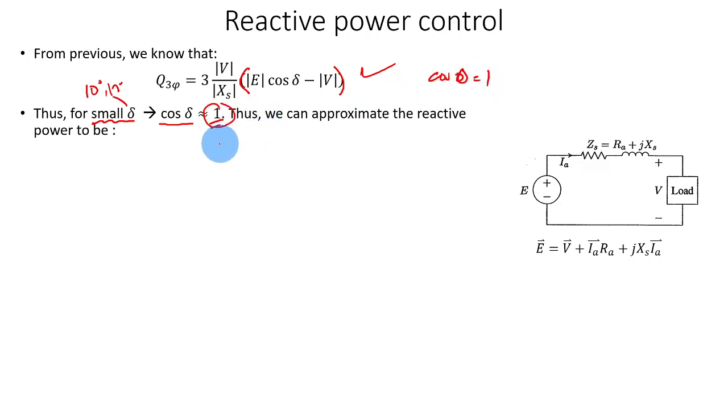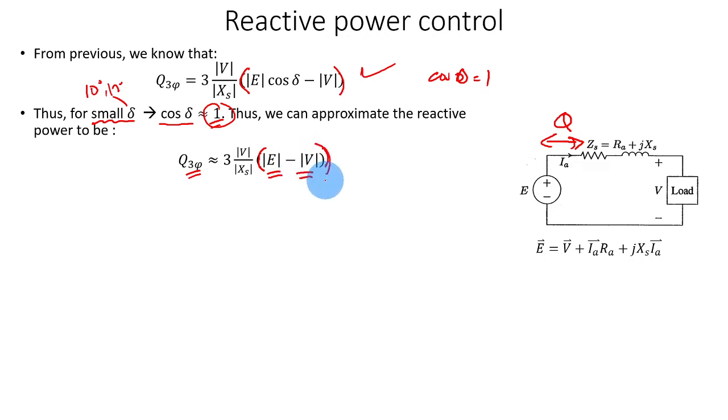So if we assume that cosine of delta equals 1, then we can approximate the reactive power Q delivered by the generator, delivered or absorbed, depends. Q can flow either into the generator or out from the generator. So the formula will be Q three-phase equals 3 multiplied by V phase divided by synchronous reactance, multiplied by the difference of the magnitude between the generator voltage and the phase voltage.